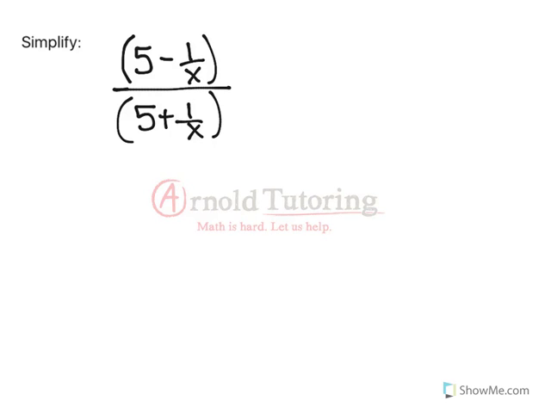In this question, we're asked to simplify a rational function, or rational expression, with what I would say are fractions inside of fractions, right? So we have this 1 over x and 1 over x as part of the denominator and the numerator. So how do we deal with that?